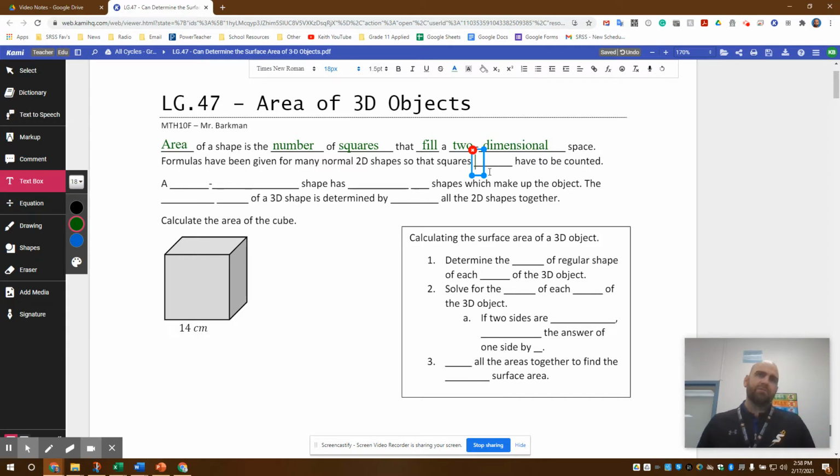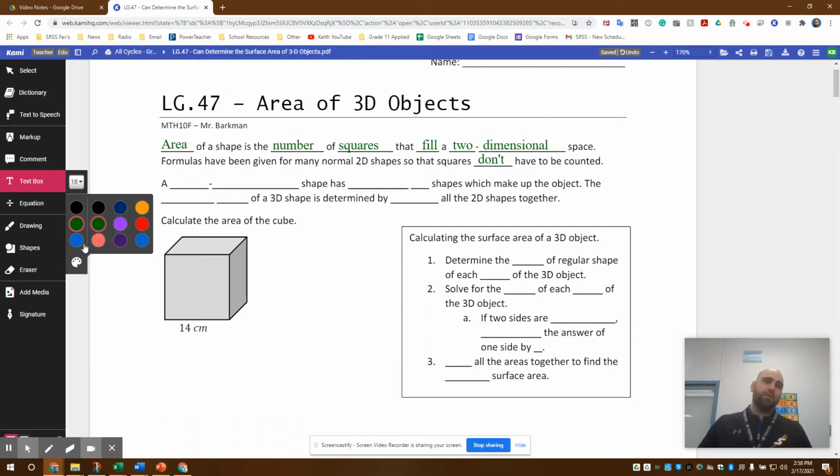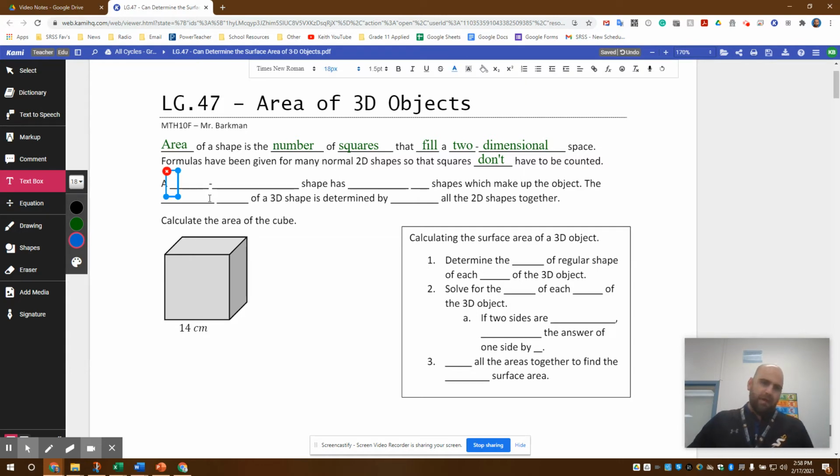We've been given formulas for many of our normal 2D shapes so that the squares don't have to be counted. We don't need to necessarily count the squares. We can just take our formulas and calculate the number of squares that would fit in there. It makes it a lot quicker and simpler, and as long as we know how to use our formulas, we should be able to do that quite quickly.